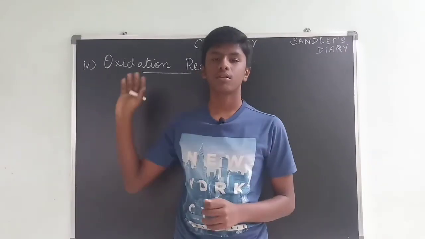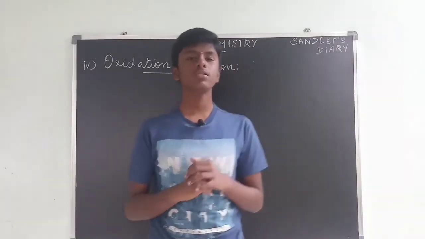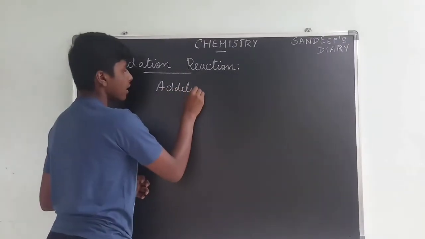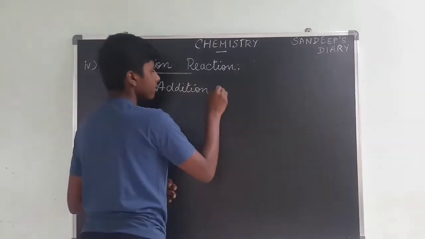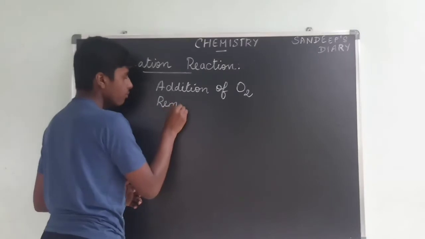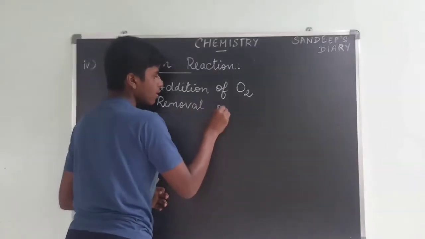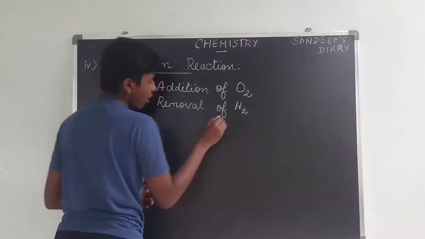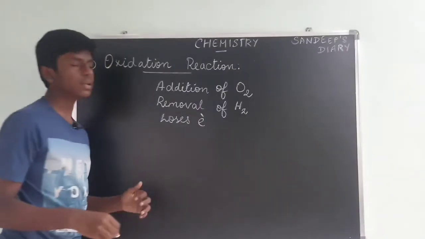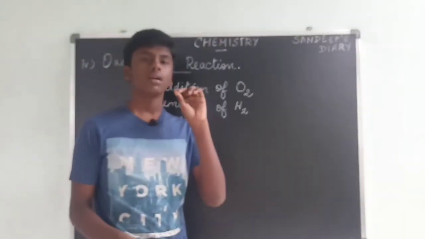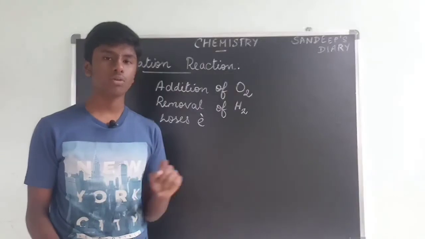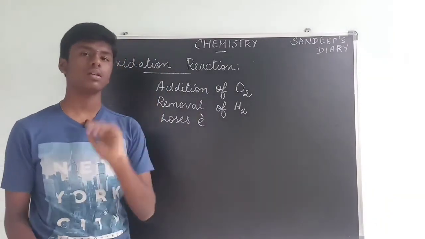The next reaction is oxidation reaction. Oxidation reaction means the addition of oxygen, or removal of hydrogen, or if a substance loses electron. If a substance loses electron, it is known as oxidation reaction. If it satisfies any one of the conditions, then it is called oxidation reaction.